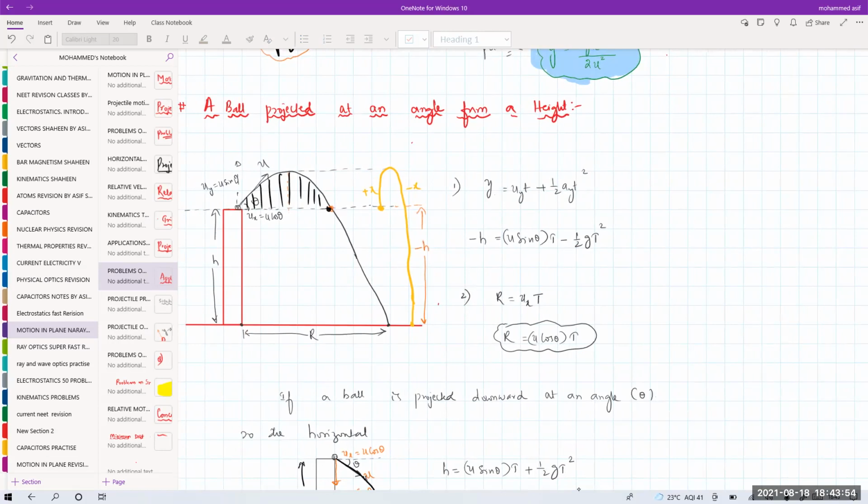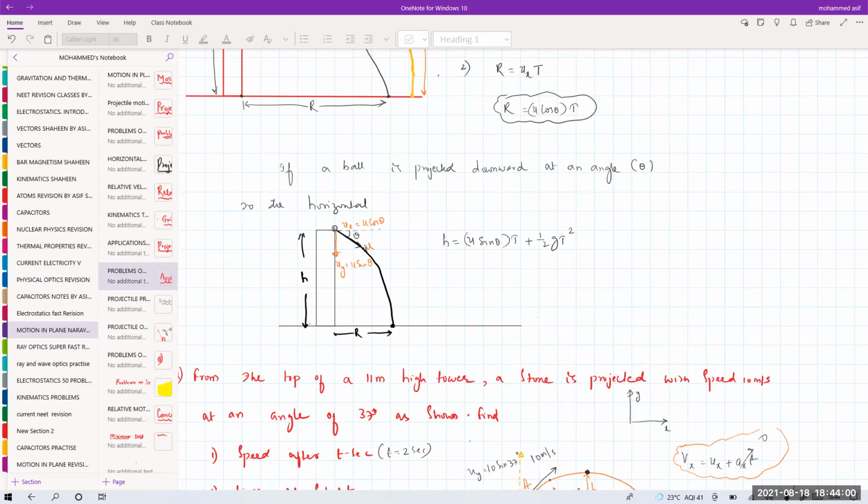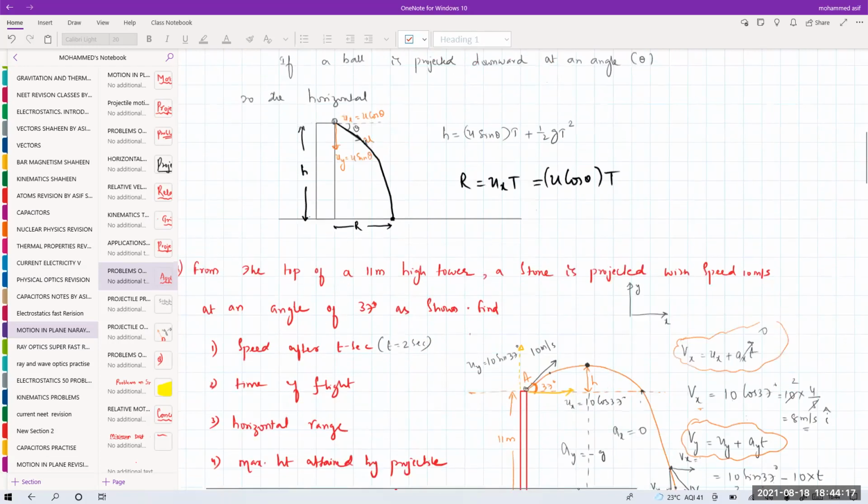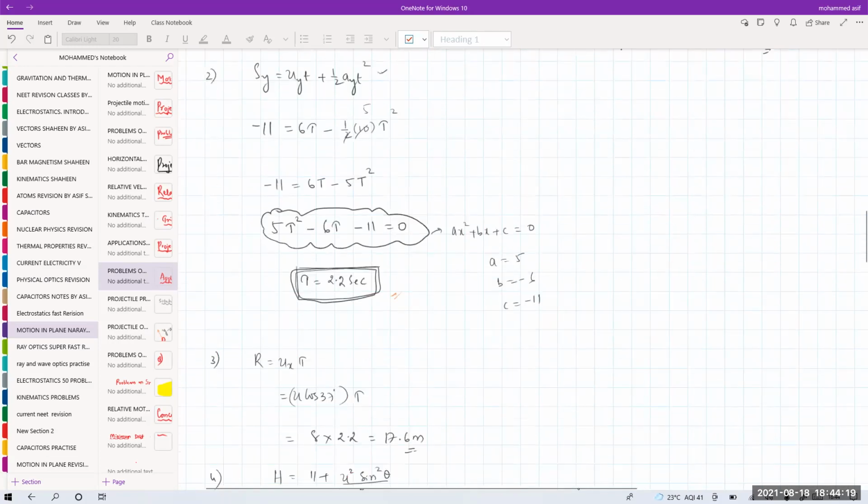The same way, for horizontal range you need to remember u cos theta into t. When the body is projected down, then again h is equal to u sin theta into t plus half of g into t square. Again, range will be equal to how much, beta? Can you tell me for this one? Range will be equal to ux into time of flight. ux will be u cos theta into time of flight, that will be equal to t. That was the questions. Again, we'll try to do some numericals.